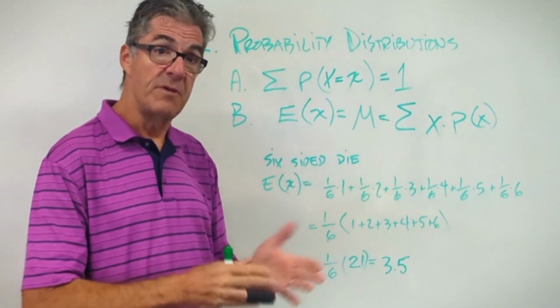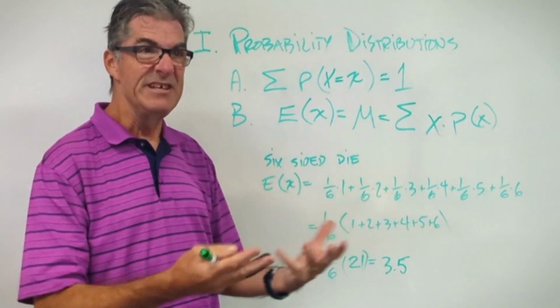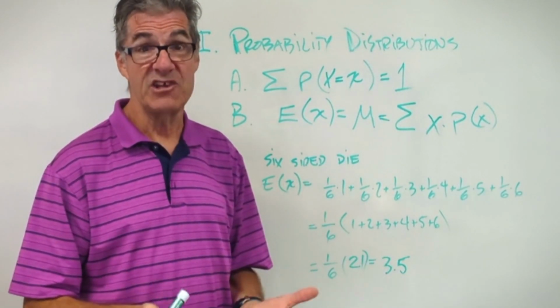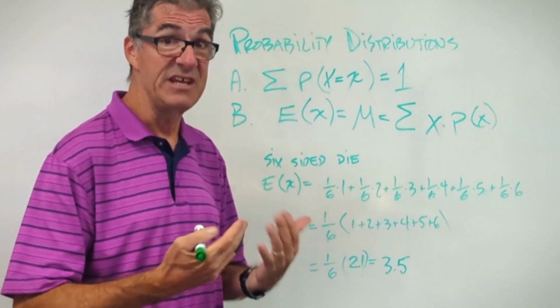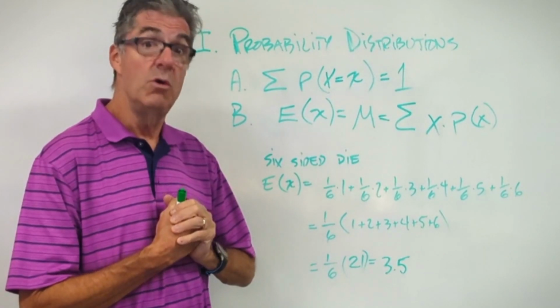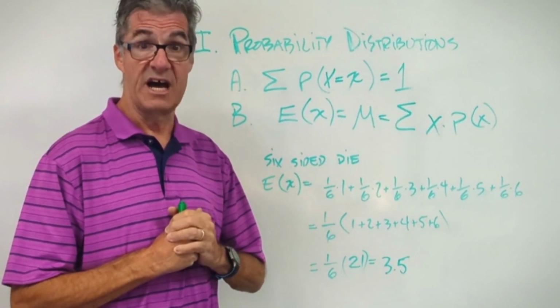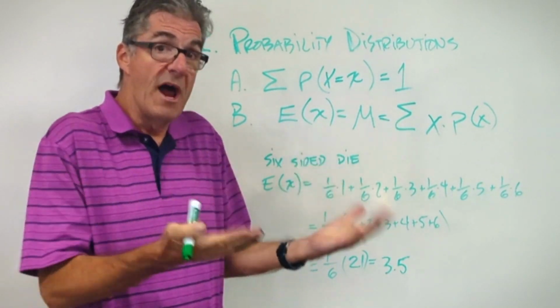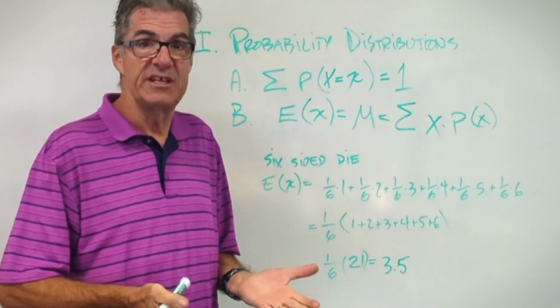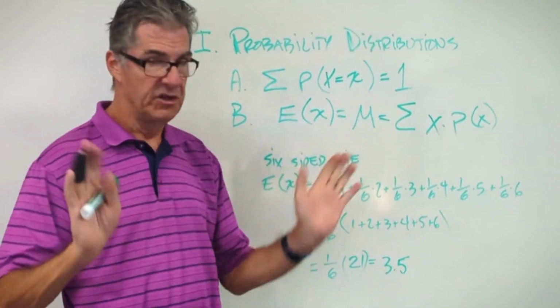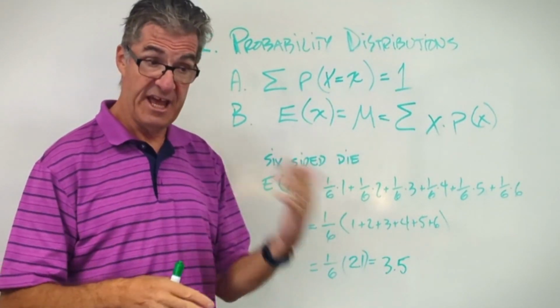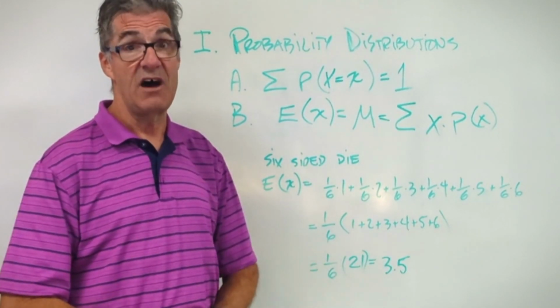Now don't get hung up if your expected value isn't a value you can actually get, because that's the case. Think about the expected value for flipping a coin one time. It would be 1/2 heads. That's how many heads you would expect in one flip. You're not going to get half a head. You're going to get a head or a tail. But that's how that works.